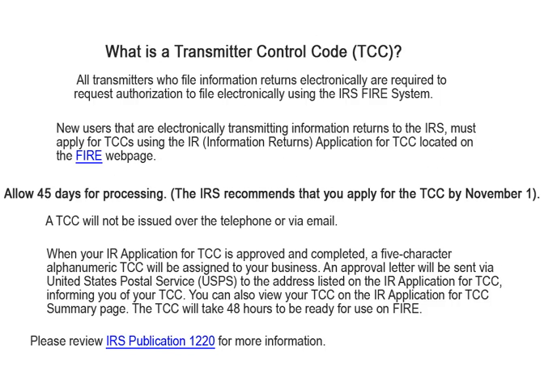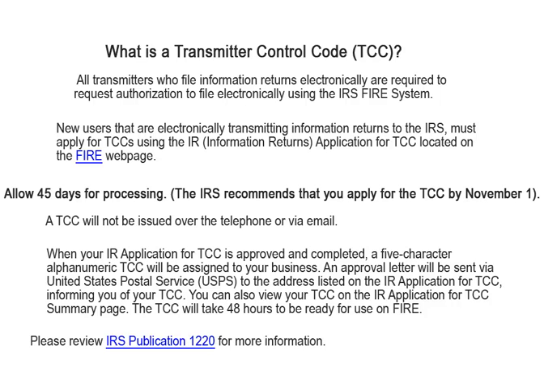What is the transmitter control code? All transmitters who file information returns electronically are required to request authorization to file electronically using the IRS FIRE system. New users that are electronically transmitting information returns to the IRS must apply for transmitter control codes using the Information Returns application located on the FIRE webpage. Allow 45 days for processing. The IRS recommends that you apply for the transmitter control code by November 1st.